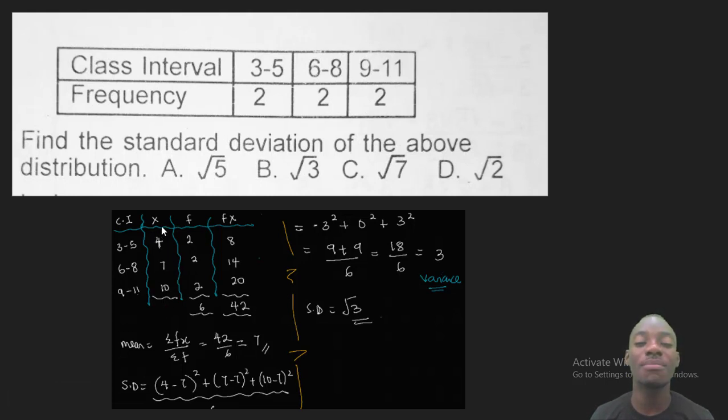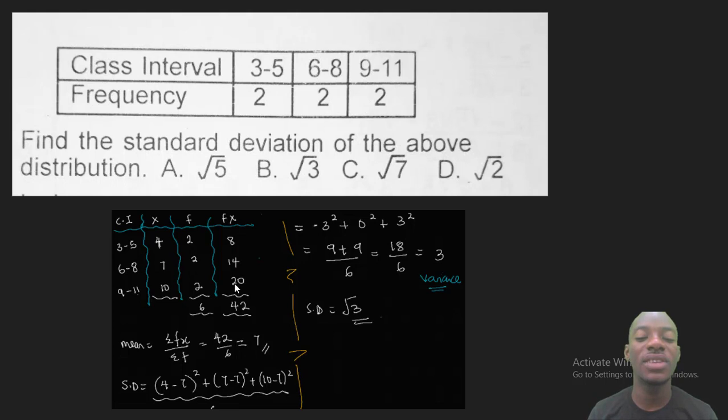Because this is a tabular question, finding the mean is a little bit different, because this is grouped data, and therefore you must find the class mark. So now my frequency is 2, 2, 2, and that's what I have here. Then to find the mean, it is summation fx over summation f. Now fx is going to be the x multiplied by the f. 4 times 2 is 8, 2 times 7 is 14, 2 times 10 is 20.